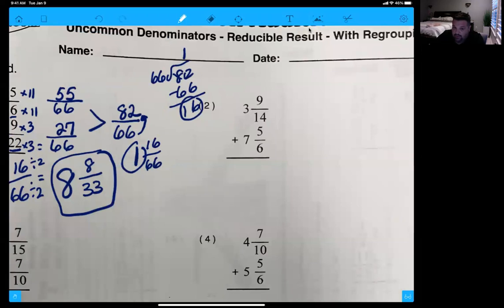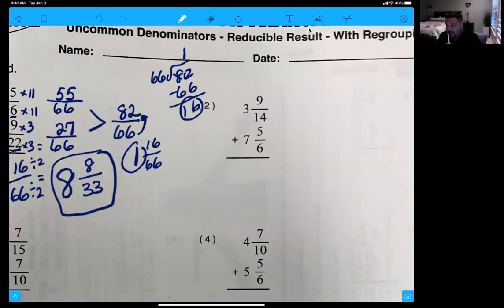So we have our whole numbers 3 and 7. They're good. 14 and 6 are our denominators, the numbers on the bottom. We need to find a common denominator. 6 does not go into 14, so 14 does not work. Remember, it can't be less than the biggest number. So you can't say 8, 14 doesn't go into 8. You start with the biggest number you see on the denominator to find it.